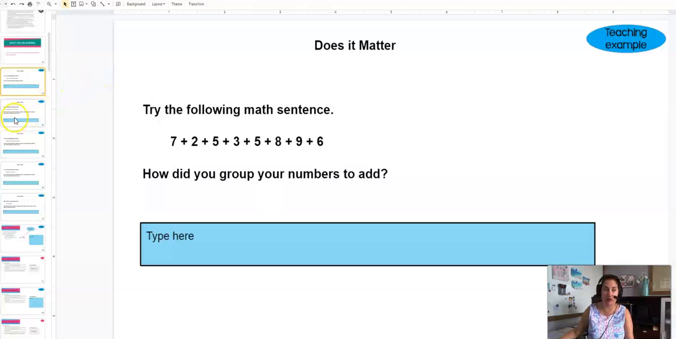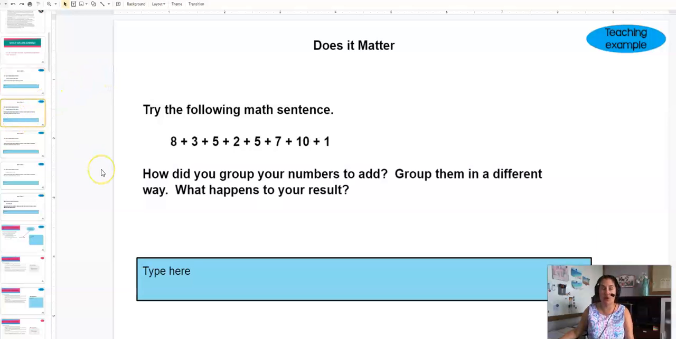Let's try another one. So, pause the video once again. Think about how you grouped your numbers to add, and then try grouping them in a different way and see if you get a different result. Pause now. So, no matter which way you grouped your numbers, you may have grouped them by making 5s, you may have grouped them by making 10s, but you should still get to the answer 41.